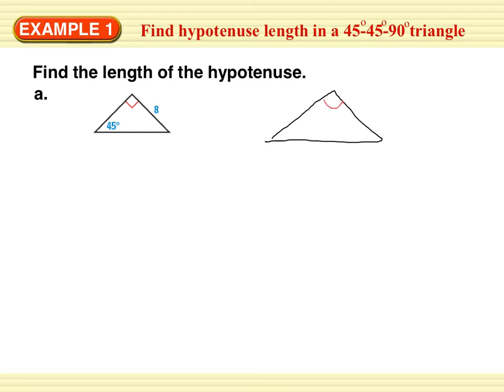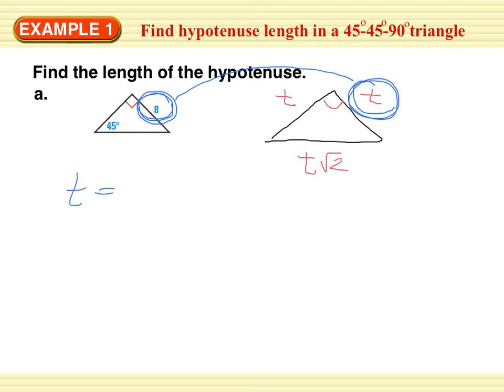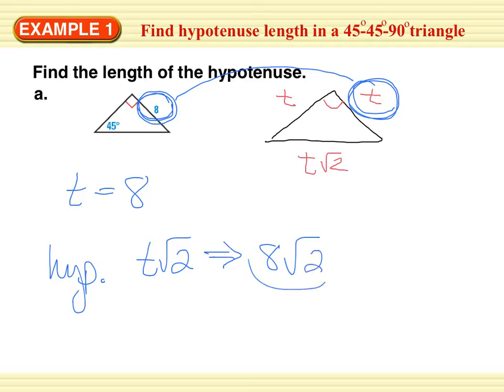So we have the 90 degree angle, and each leg of the 45, 45, 90 is t, and the hypotenuse is t square roots of 2. What we need to do is match up the given with our skeleton. And we say, all right, t equals 8, so the hypotenuse is t square roots of 2, which is 8 square roots of 2. And we're done.